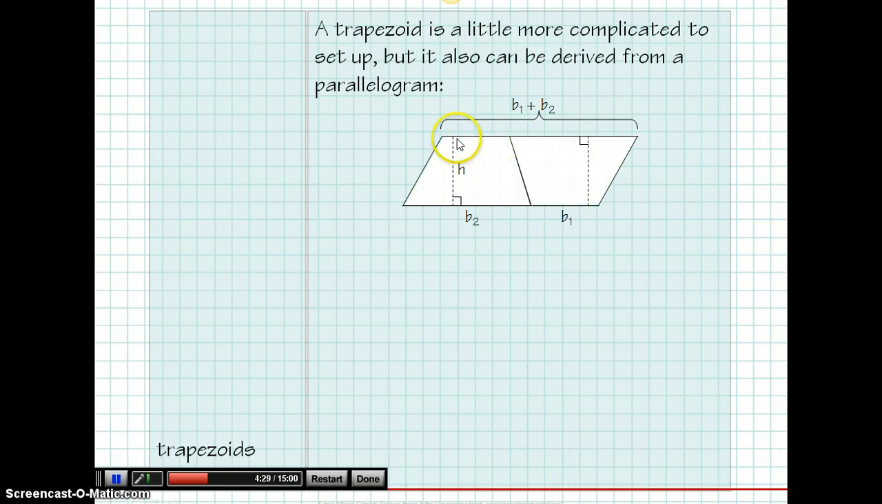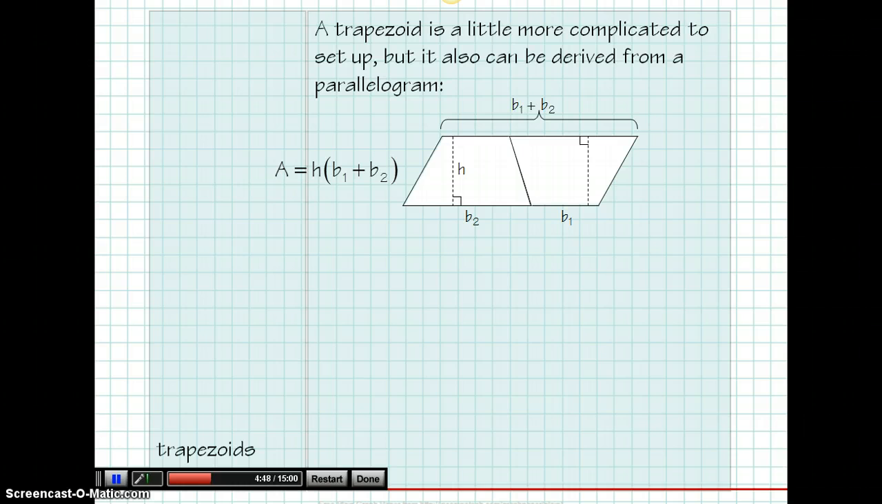so that this piece up here, the base 1 on the top, is the same as the base 1 on the bottom, on the opposite side. The base 2 over here is the same as the base 2 over here. And so the area of this parallelogram becomes the height times base 1 plus base 2. That's the area of it.